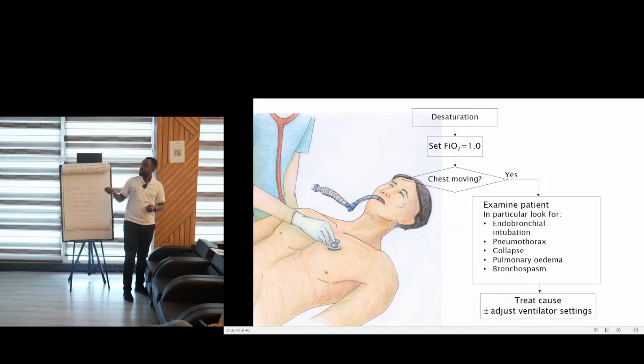Desaturation, chest is moving on a ventilator, yes? Then examine the patient. Look for endobronchial intubation, and this is very common. Actually, it has been found that the highest percentage of patients deteriorate in the ICU after intubation and post-intubation care. This is why this is common.